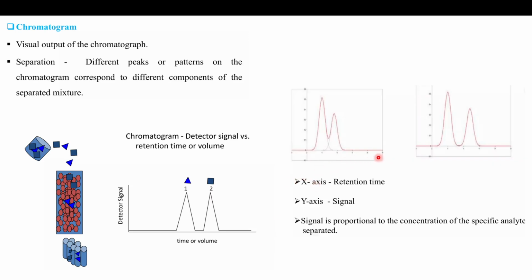Now see, the x-axis is the retention time, the y-axis gives the signal, and the signal is proportional to the concentration of the specific analyte separated. Usually this is a UV chromatogram. The higher the concentration, the higher the peak, and the lesser the concentration, the lower the peak.